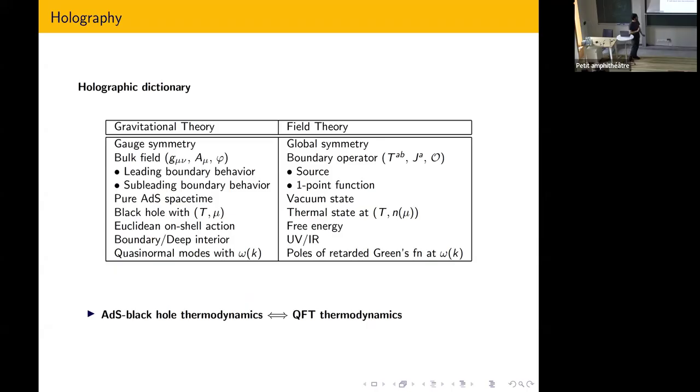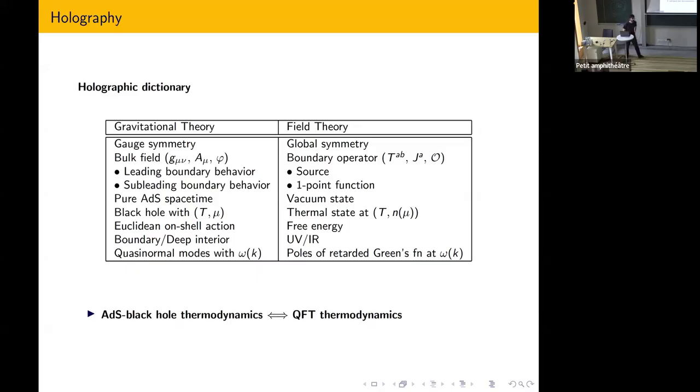Very quickly, I will just also flash some other entries in this holographic dictionary. So, for example, gauge symmetries in the gravitational theory correspond to global symmetries in the QFT. Each bulk field in the gravitational theory has a corresponding boundary operator. For example, the metric corresponds to the stress energy tensor. A U(1) gauge field corresponds to a conserved U(1) current. And some scalar field in the bulk can correspond to a scalar operator.